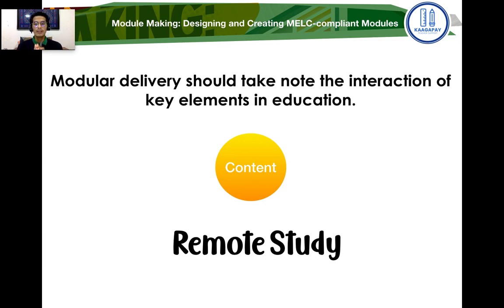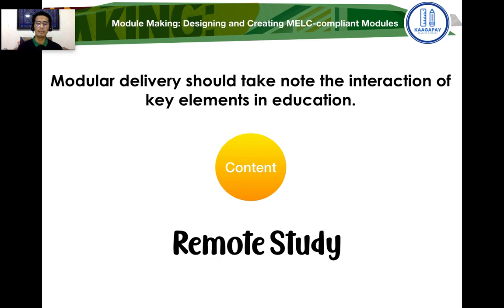So now, itong differences na to ng interactions ng different elements of education in different modalities, gusto ko ipakita sa inyo so that you could locate yourselves. Kailangan nating malaman nasan tayo ngayon, nasan yung mga estudyante natin. Kasi whatever modules we're going to create will be for them. So kailangan the modules is exactly designed in their context, so that it would actually work.